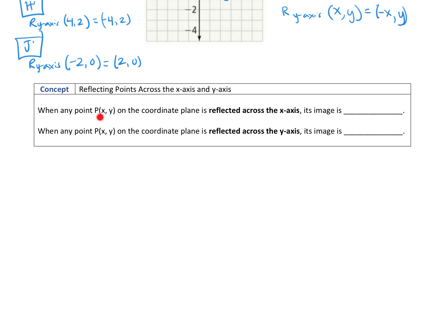So our concept, we're almost done with this video, reflecting points across the x and y axis. When any point P has the coordinates x, y on the coordinate plane and is reflected across the x-axis, the image will keep the x and change the sign of the y, so a negative y. When any point P with coordinates x, y on the coordinate plane is reflected across the y-axis, the image is you're going to keep the y, but you change the sign of your x. So there I am changing the sign of my x and keeping the y. Whew, all right, done with that example.